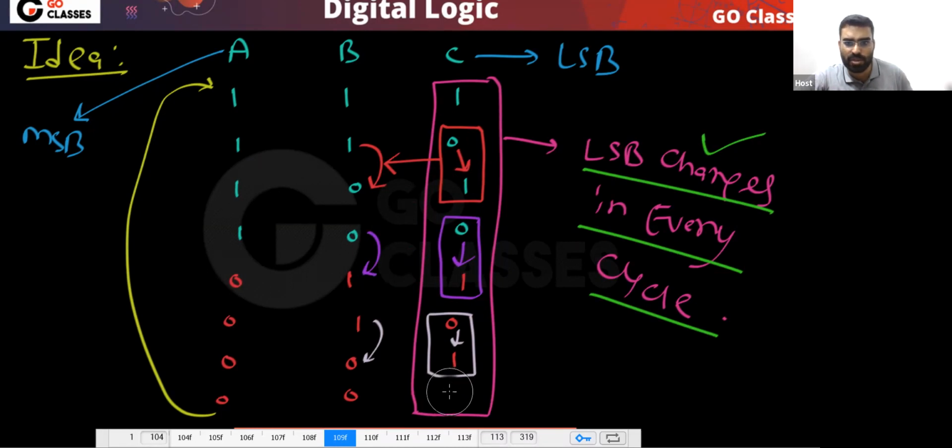At the end, this is 0, 0, 0. So you can notice when the LSB is going from 0 to 1, here also, when the LSB is going from 0 to 1, then this change is happening. You can notice this change is happening.